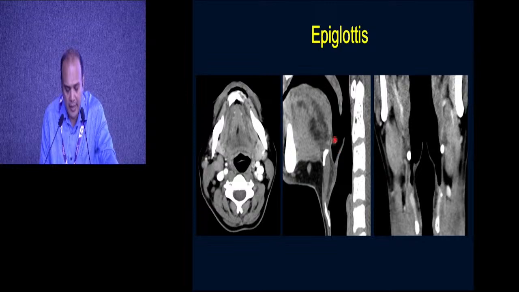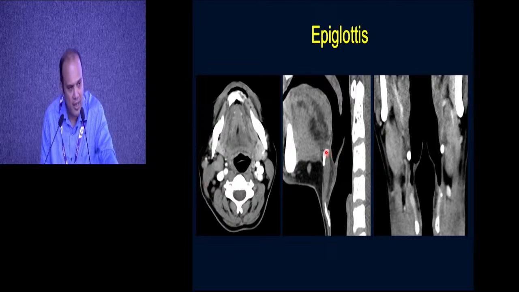Then you can see in the sagittal view, this is the epiglottis here. This is a vallecula. This is the base of tongue. This is a vallecula. And this is the lingual surface of the epiglottis. And this is the laryngeal surface of the epiglottis. And this is a hyoid bone.